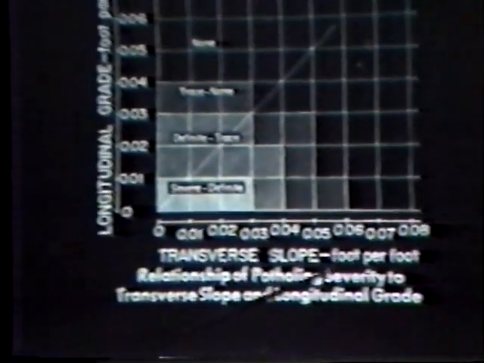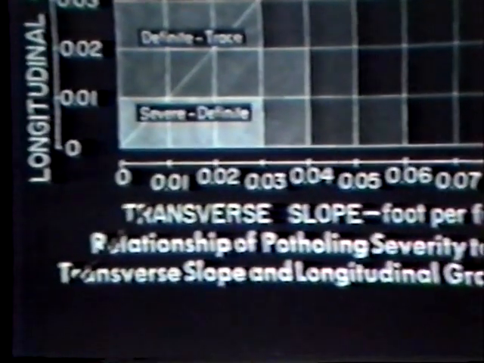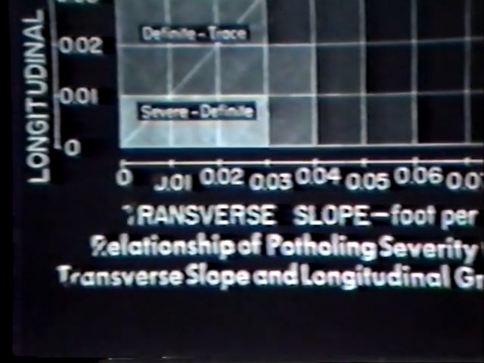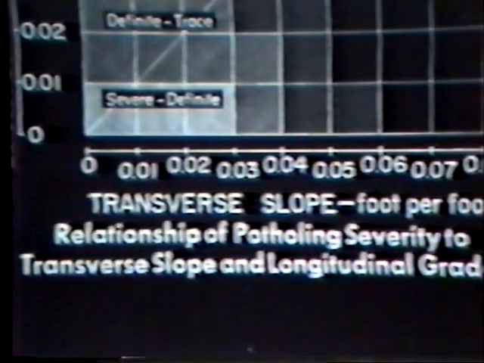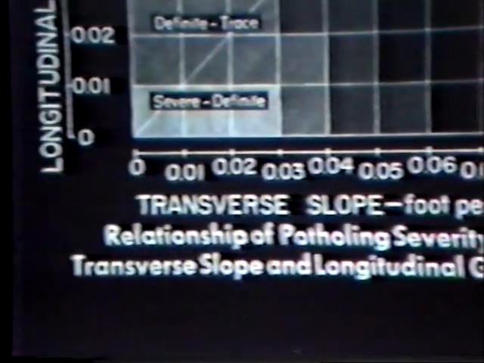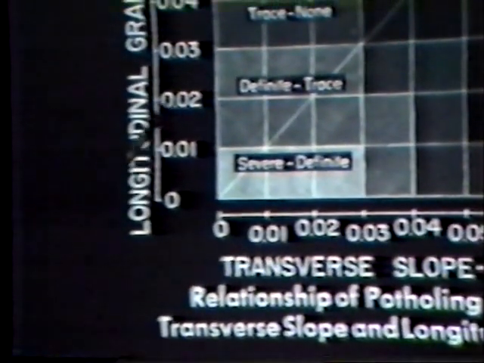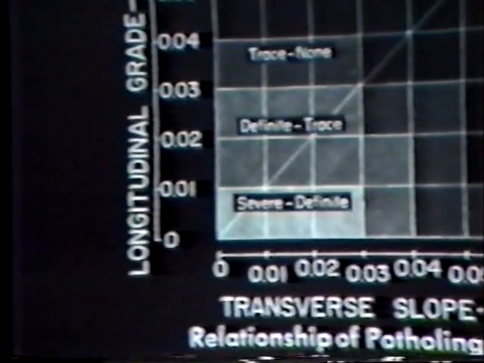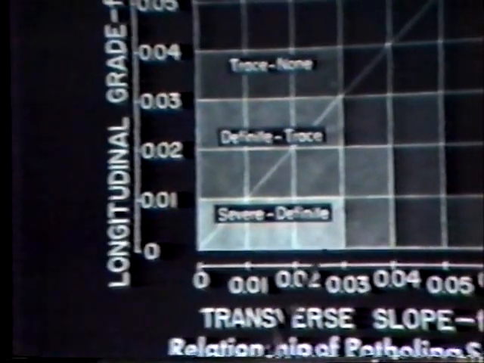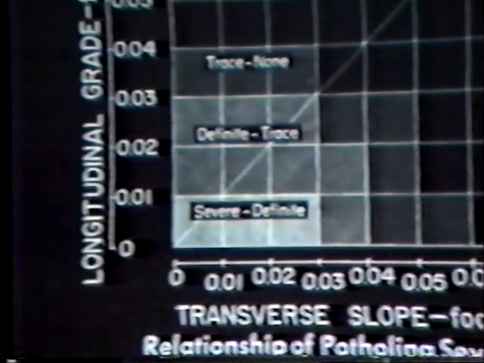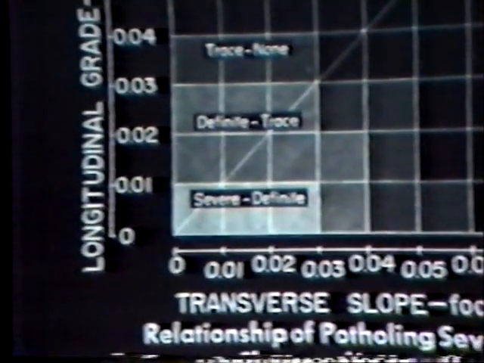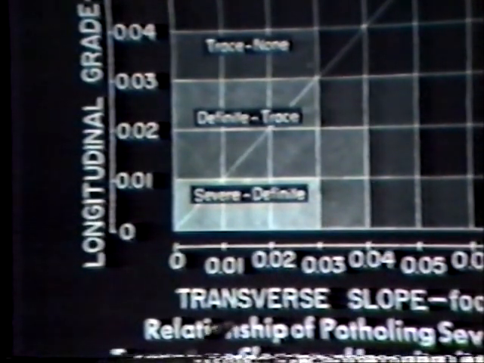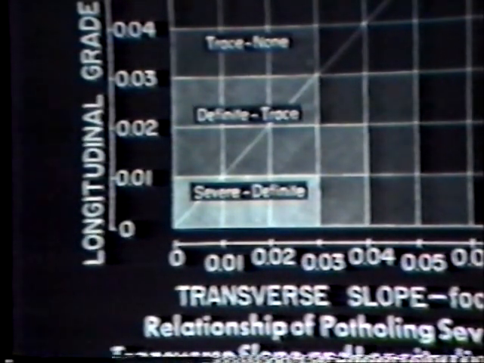Now I'm going to get a little technical for a second here. Cross slope, this is in terms of foot per foot, but 1/100th of a foot per foot is about 1/8 of an inch per foot. So here's 1/8, 1/4, 3/8, 1/2, and so on on the aggregate surface road. This is the cross slope. This is the longitudinal grade. 1% grade, 2% grade, 3% grade, 4% grade. If you'll notice, down here in the lower corner of the diagram, we have a severe problem of pothole, or a definite problem of pothole severity as a function of what kind of a cross slope and what kind of a longitudinal slope we have.